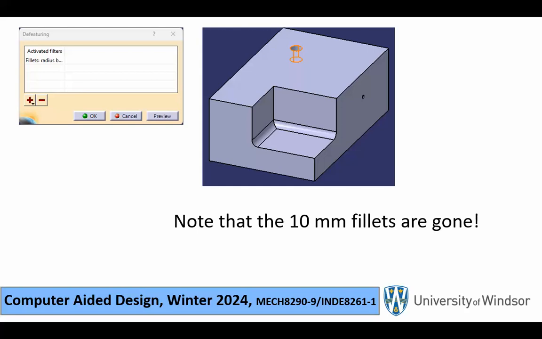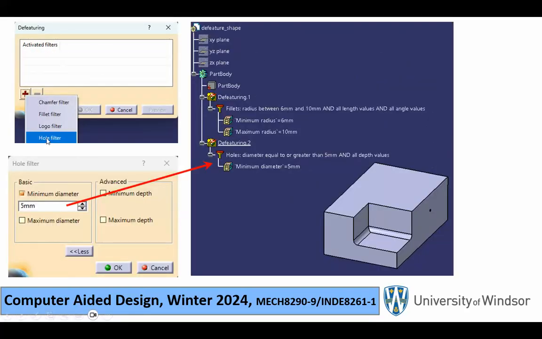So then I'm going to come back and say, okay, let's go for the hole. Any holes with a diameter bigger than 5 millimeter, I want to disappear. If the diameter of this was 10, then of course that will disappear. This one stays because it had a small diameter. Now you can see that when I defeatured the fillet, it says fillets radius between 6 millimeter and 10 millimeter, and all length values and all angle values.